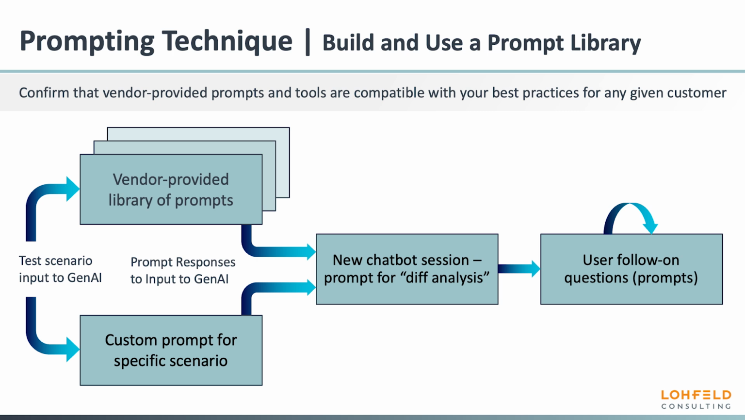And if you want to, then you can even do comparative prompts. Run the vendor one, run a custom one, bring up a chatbot session there again, and now do a diff analysis. Check for differences. What's different? And then ask even GenAI what it thinks are better and what it likes less about each of the different responses and have it give you input on that. And then you can create your user follow-on questions, which are prompts. You would just go into chain of thought mode at that point.